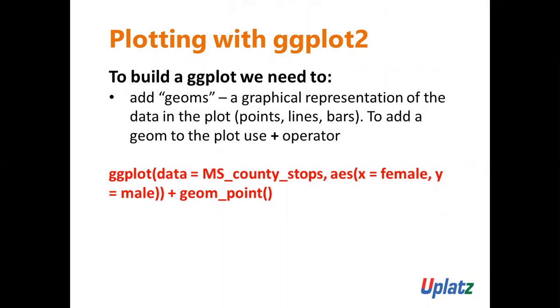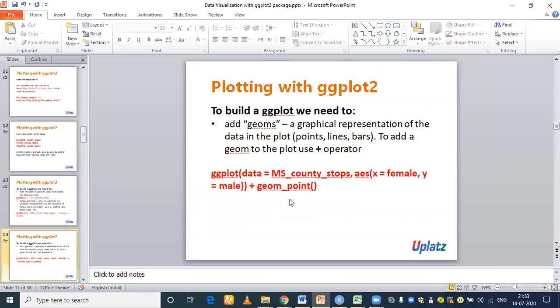So see here, ggplot function. Inside that, we need to specify what data you want to use, and then aesthetics is equal to, on x-axis what column's data you want, and on y-axis what column's data you want to plot. Okay, and then plus geom_point. Okay, geom_point. This means you want to have only points on our plot. Got it? Now let me show you all these things.